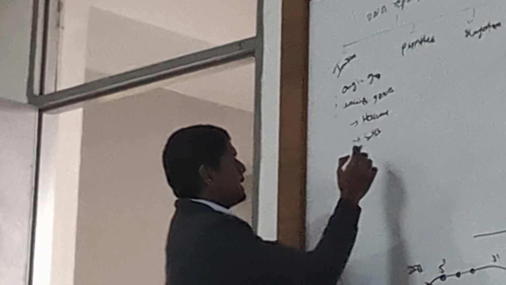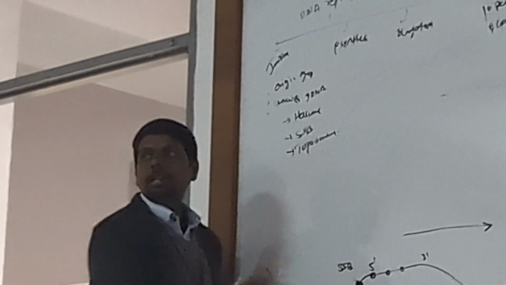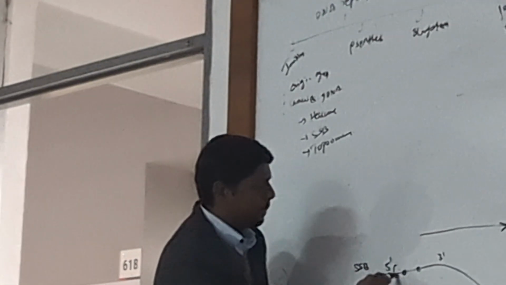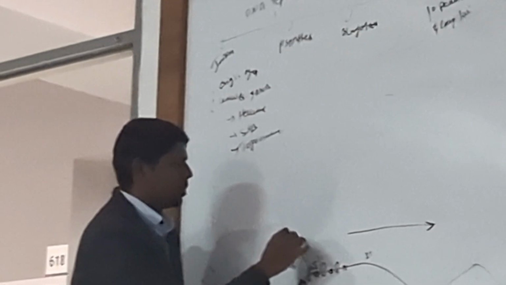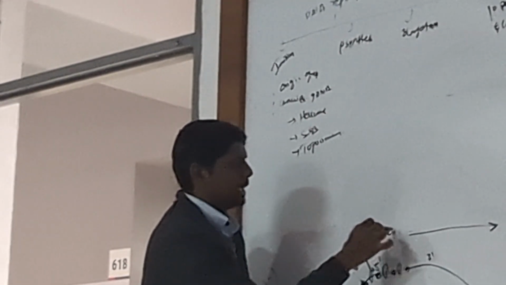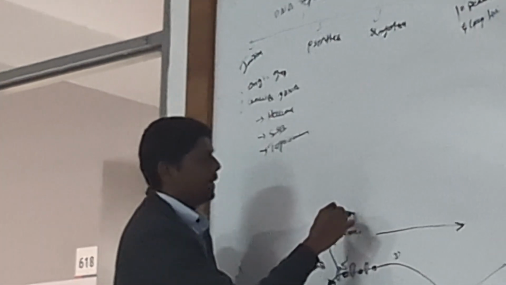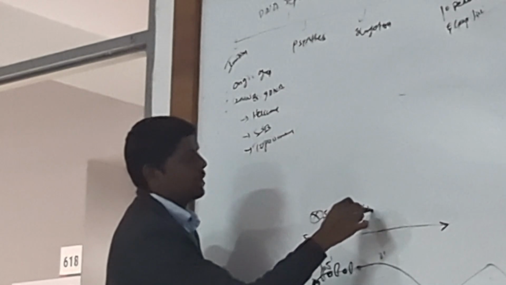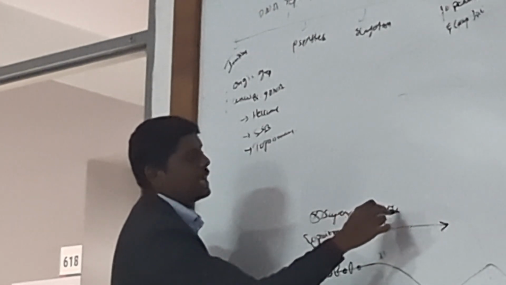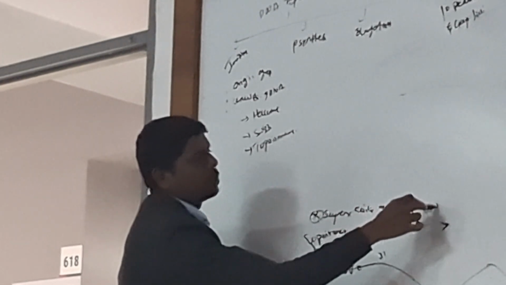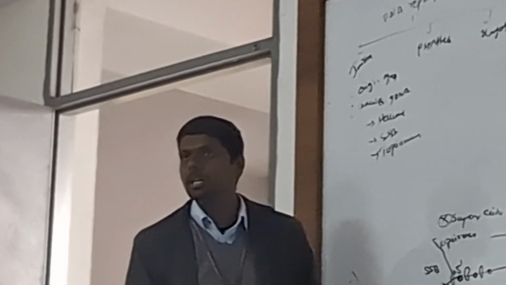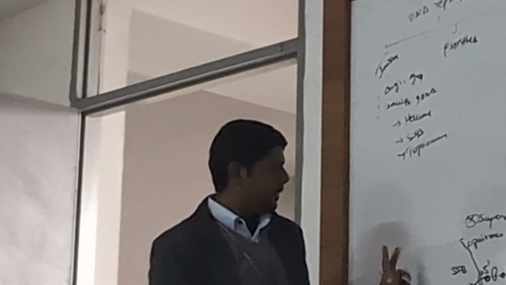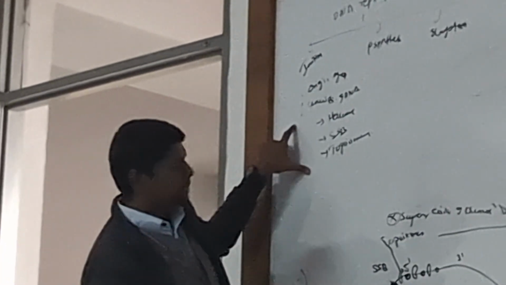So topoisomerase. There is one more enzyme, topoisomerase. What is the role of topoisomerase? I am giving topoisomerase here. It will prevent supercoiling of unbinded DNA. Unbinded DNA supercoiling will be prevented by topoisomerase. So far clear, right? Yeah. These are the major steps in initiation.